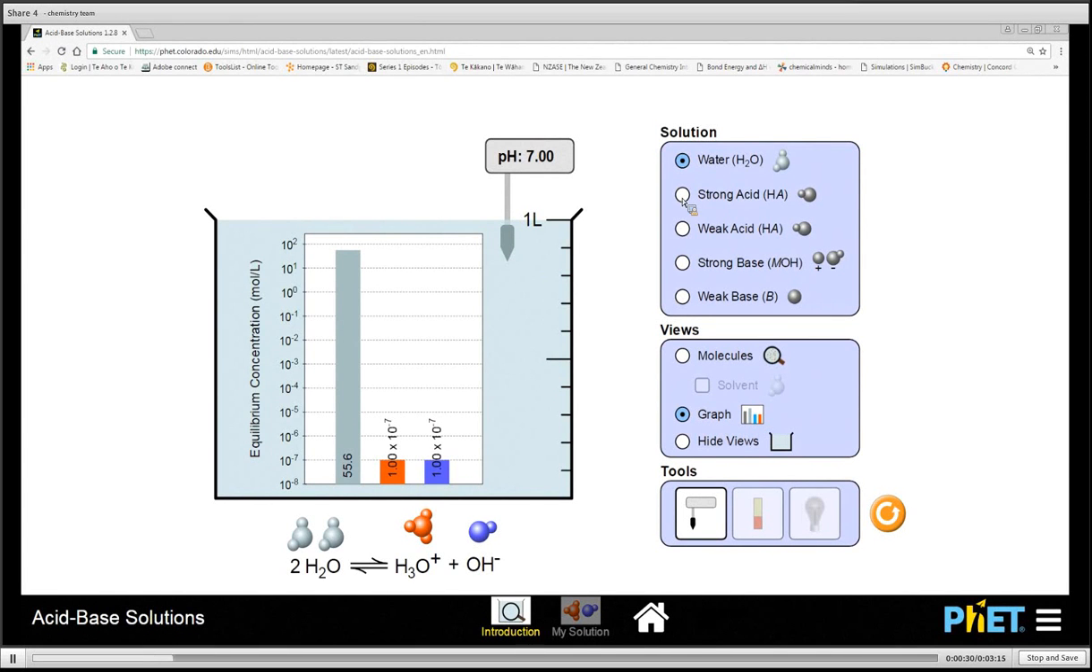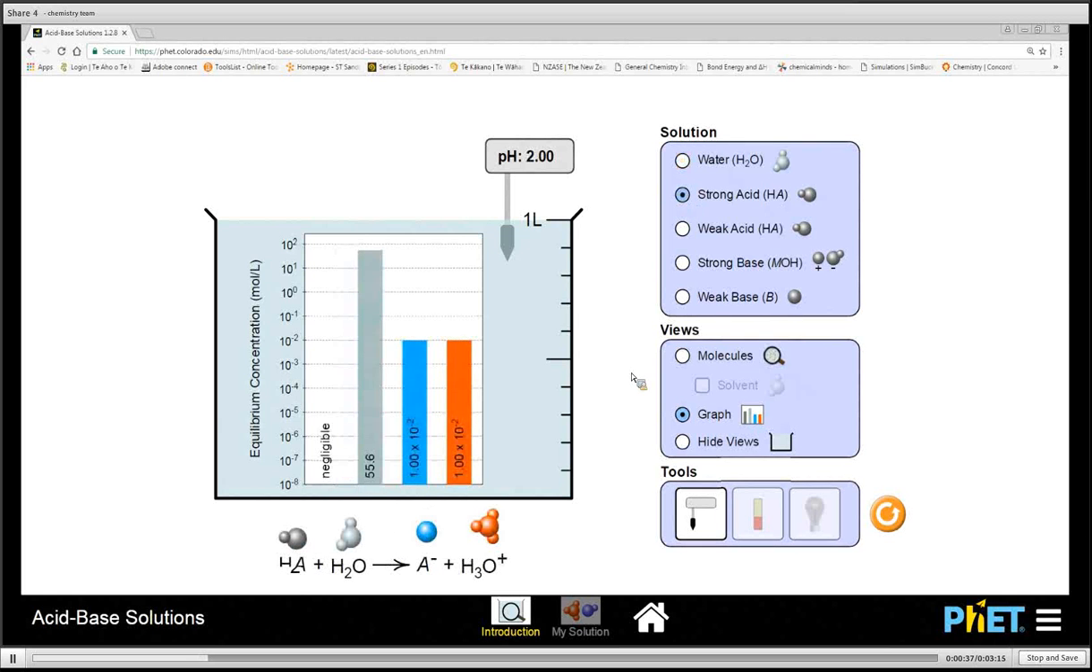What happens with a strong acid, a weak acid, a strong base, and a weak base? So we can explore these choices, which I would like you to do. So if we have a strong acid, notice that we have no acid left. The HA has completely dissociated to form the anion and the hydronium ion. And we can show it with the molecules.